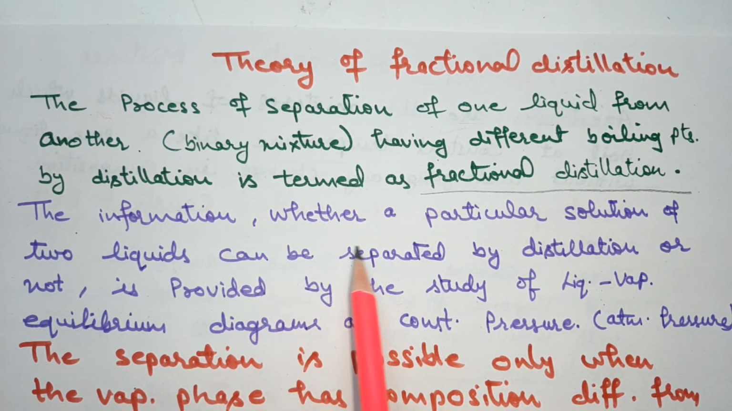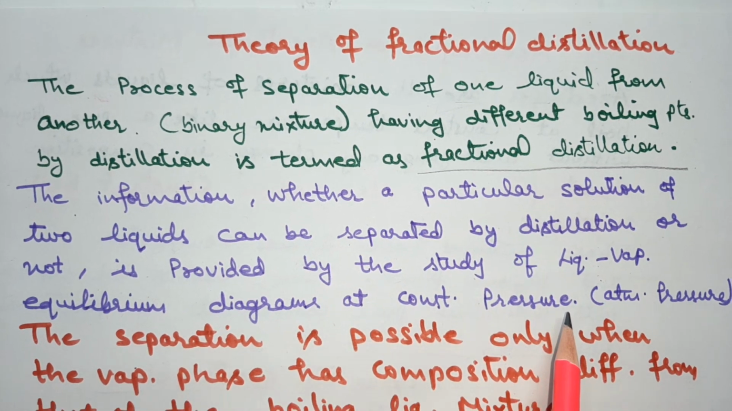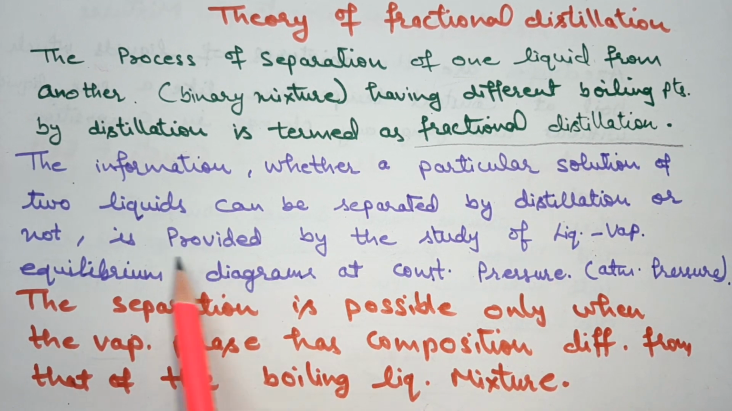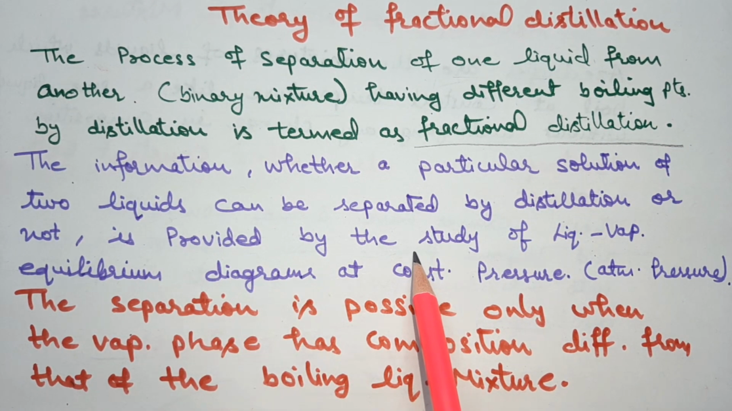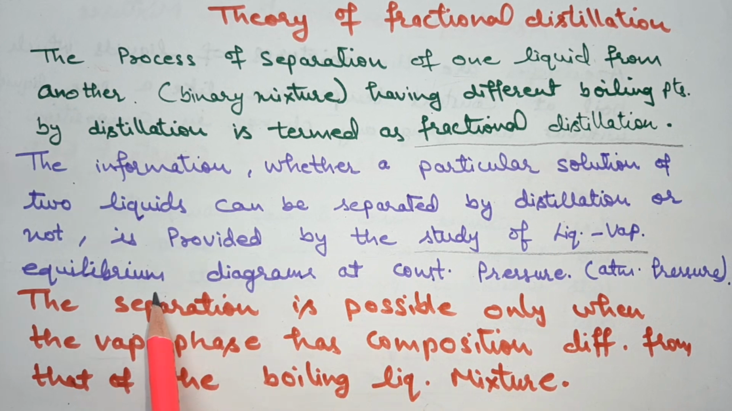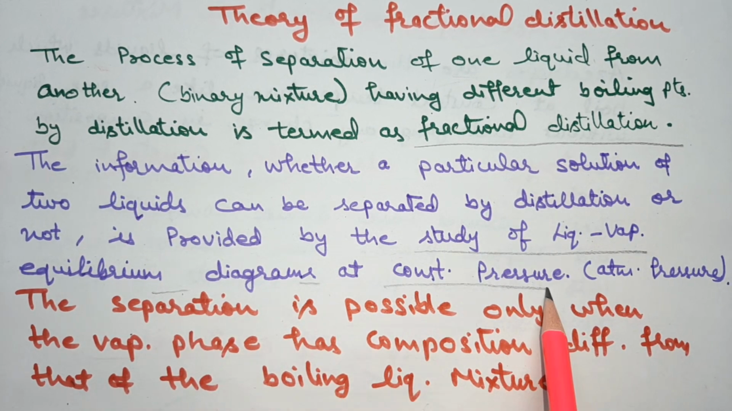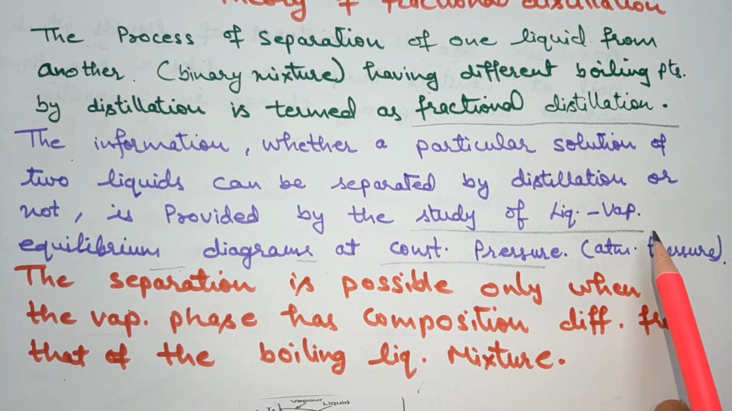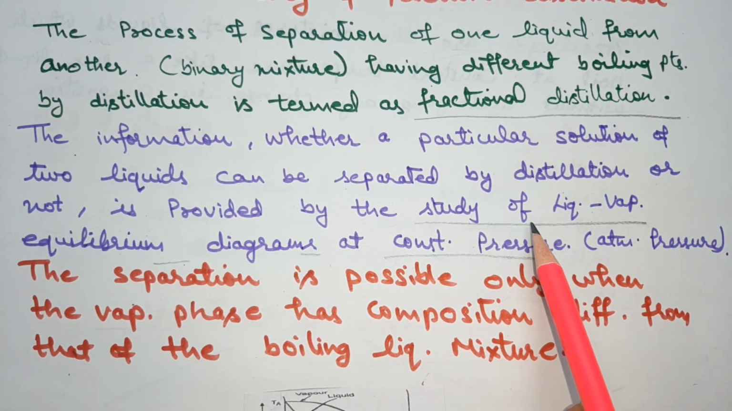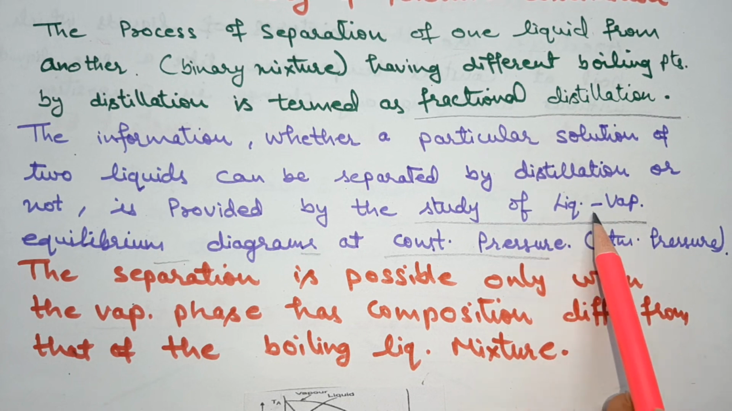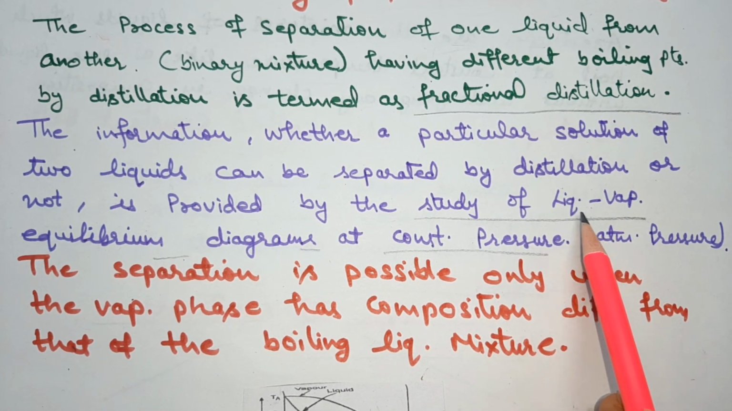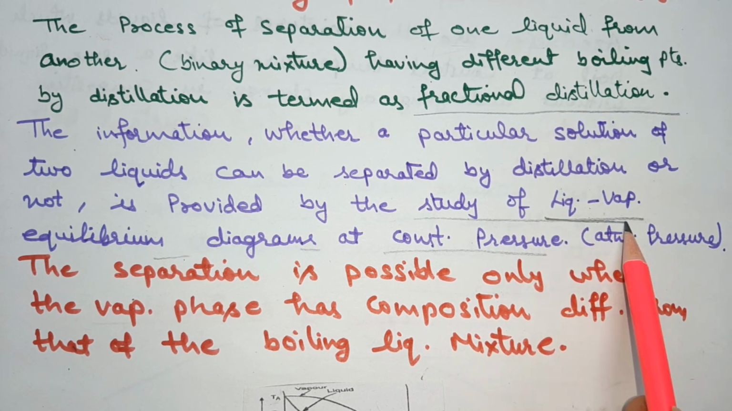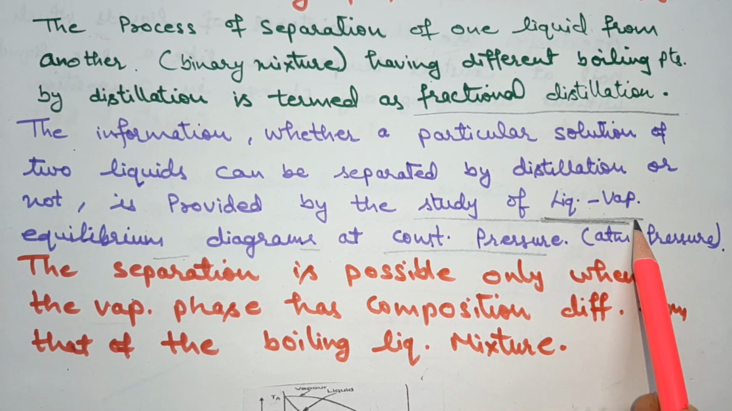So information whether a particular solution of two liquids can be separated by distillation or not is provided by the study of liquid vapor equilibrium diagram at constant temperature. What does it mean? Like we are having a mixture of two liquids, can we separate both components or not? Where will we get this information? That is from the liquid vapor diagram.